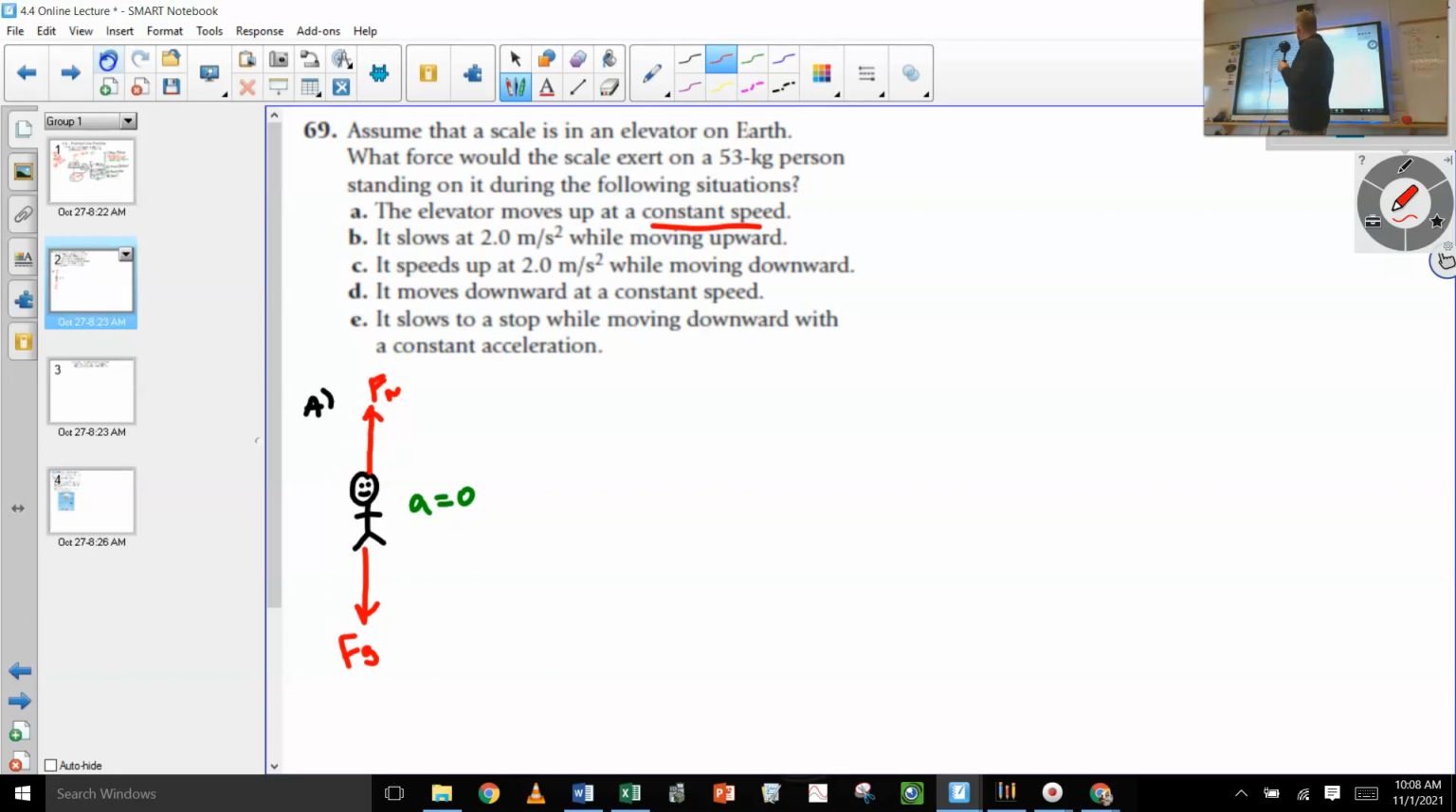So, since I am 53 kilograms, I can go over here. Force of gravity is equal to your mass times the acceleration of gravity. 53 times 9.8 is 520. So this force of gravity is equal to 520 newtons. And because I'm not accelerating, that also means that this is equal and opposite. So this is also 520 newtons.